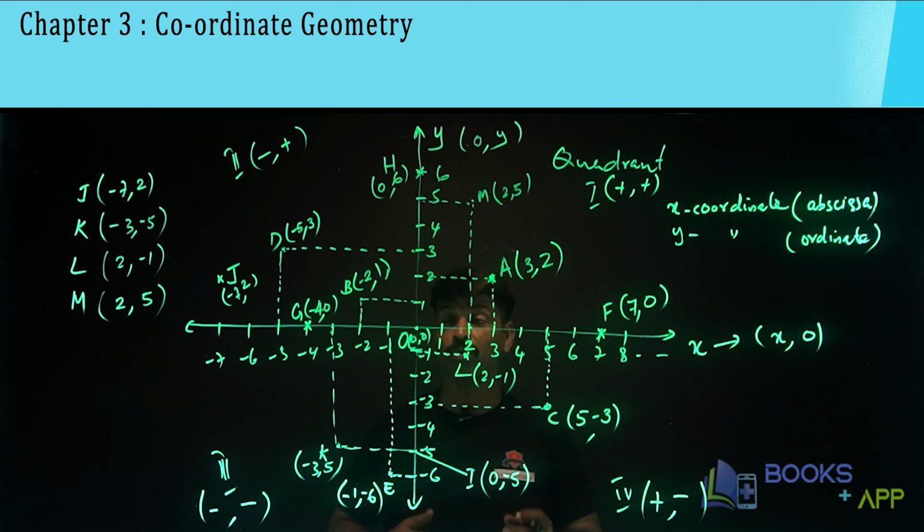Now we have learned how to locate a point and how to give a name for a particular point. Any point on x-axis is taken as x comma 0, any point on y-axis is taken as 0 comma y. I think it's very simple. Now we will solve more problems of this type when we do NCERT exercises.